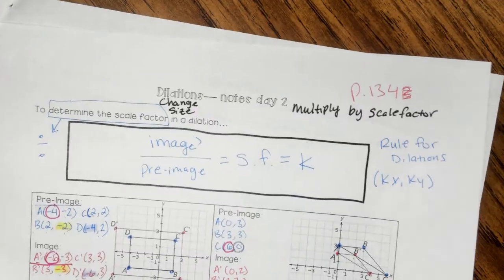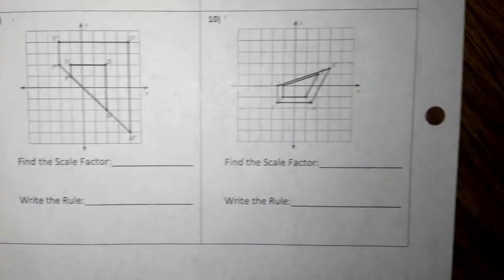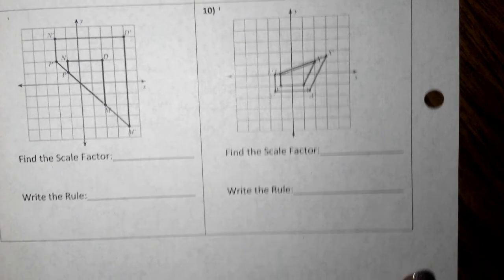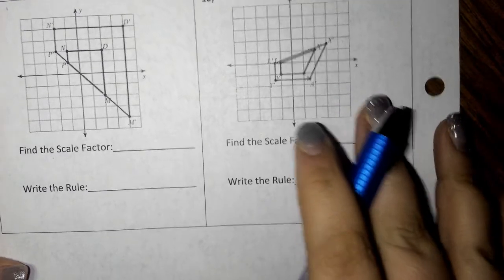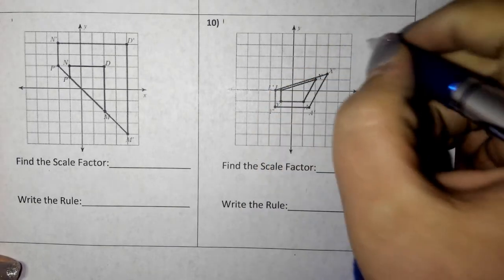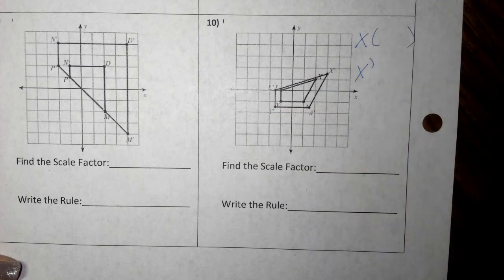On your homework, this was page 134 for your binders. On your homework, I want you guys to turn on the lights and look at number 10. On number 10, I want to just help you read the ordered pairs. We'll use X and X prime. We only have to pick one ordered pair.